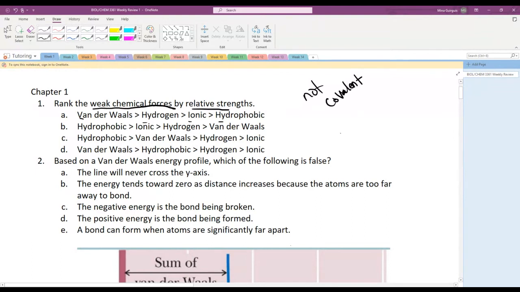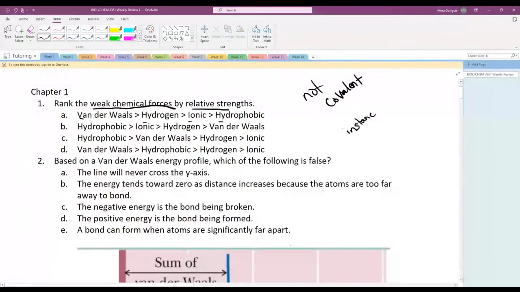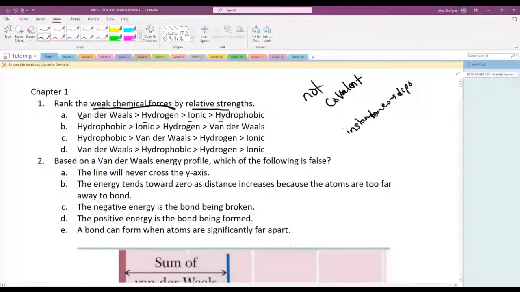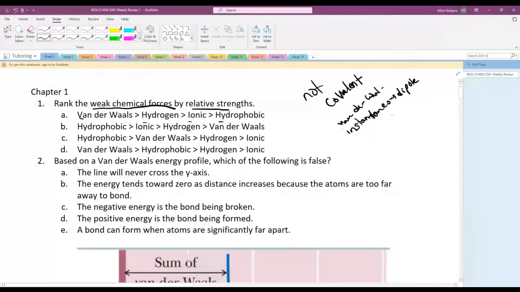Van der Waals forces are caused by the instantaneous dipole, if you remember back to Gen Chem 1. They're generally very, very weak forces that tend to be around in pretty much every molecule, every atom, everything.